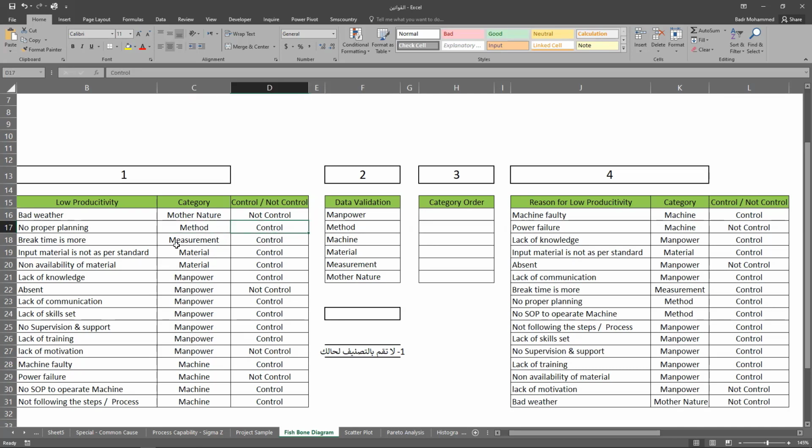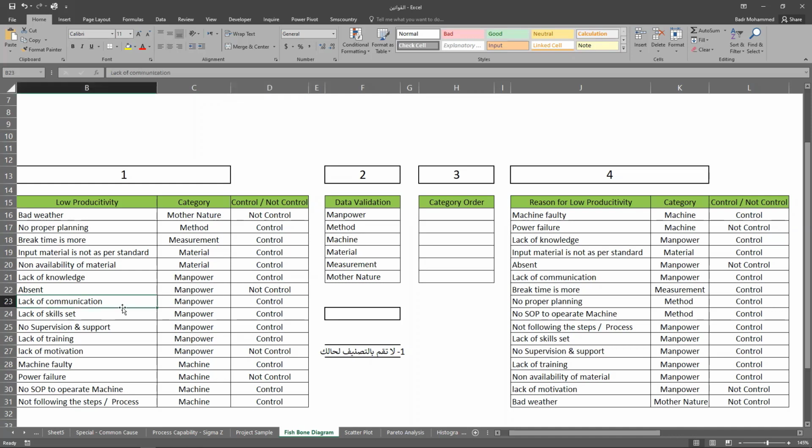We have some kind of issue in the measurement. Yes, we can control that. For example, you have absences. Some people are absent. Here you can control some of them, and you cannot control some of them. So you have to tell us: if you can control all of them, yes, put control here. If you cannot control all of them, you have to put no, I cannot control.